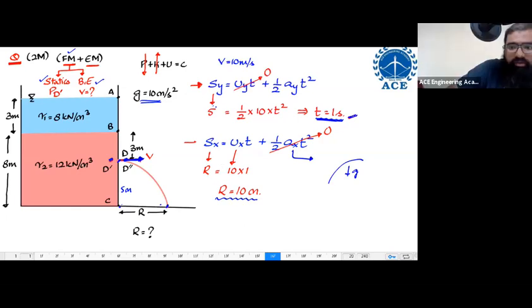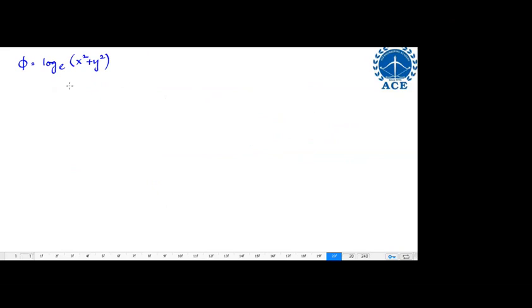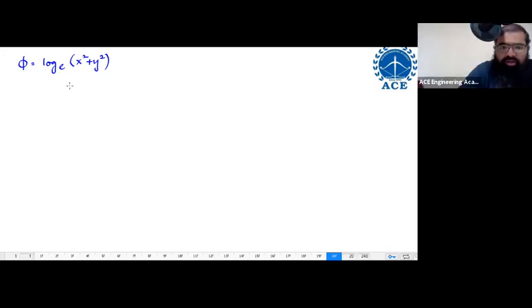Okay, tell me. For a two-dimensional irrotational flow, with the velocity potential defined as phi equal to log e of x square plus y square, which of the following is a possible stream function psi? In this question, there were two options correct actually. That was an ambiguous question, but don't worry, that will not happen.